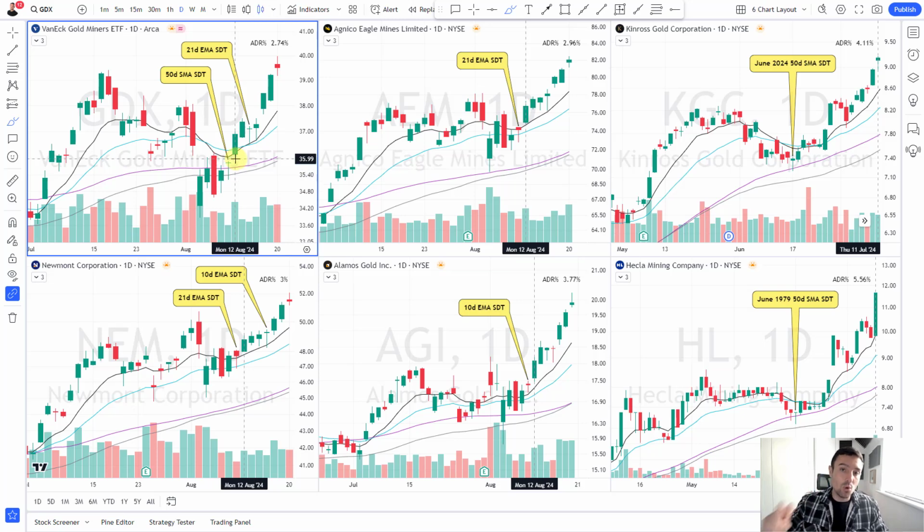The three most important ones on my charts are going to be the black, the blue, and the purple line. 10-day EMA, the black line, 21-day EMA, the blue line. Purple line is the 50-day simple moving average.